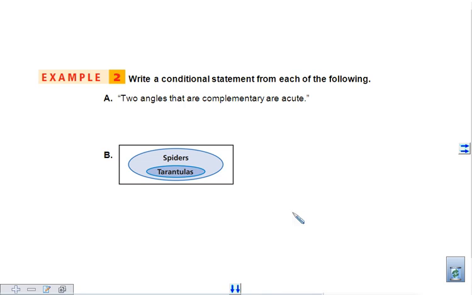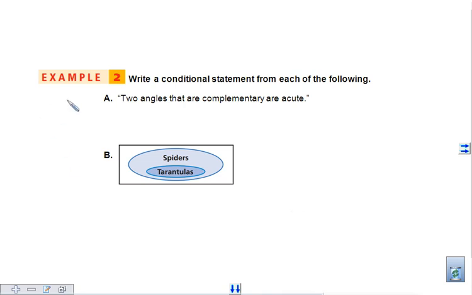The next one, we want to write a conditional statement from each of the following. When you are writing your conditional statement, I need you to figure out what you're talking about. What is your noun? That needs to go in your hypothesis. And if there's anything specific to that noun, it goes in your hypothesis. If you figure something out about it, that goes in your conclusion.